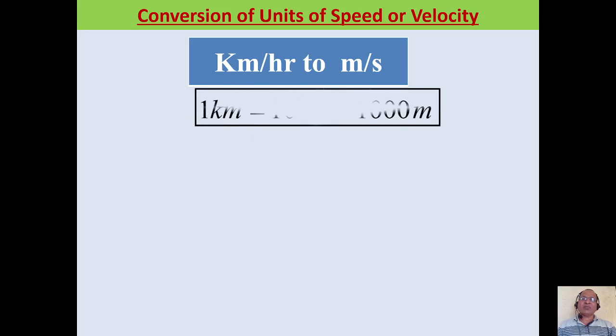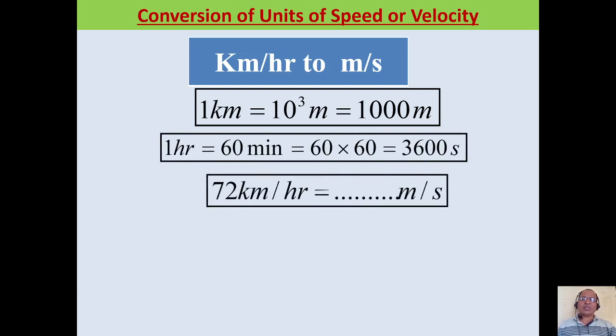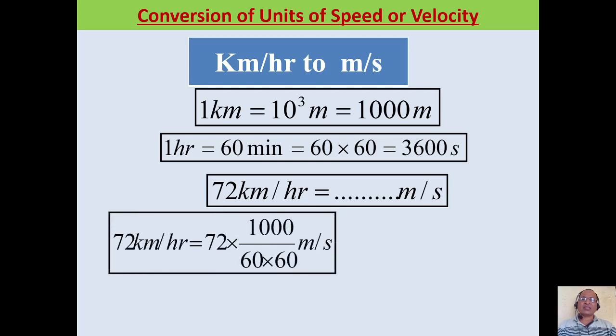As we know, 1 kilometer stands for 10 raised to 3 meter, kilo stands for 1000 meter. Also 1 hour is 60 minutes, or 60 into 60, that is 3600 second. For example, we have to convert 72 km per hour into meter per second. So 72 remains as it is. Instead of kilometer, we write 1000 meter. Instead of hour, at the denominator, we write 60 into 60. Finally this value becomes 20 meter per second after calculations.